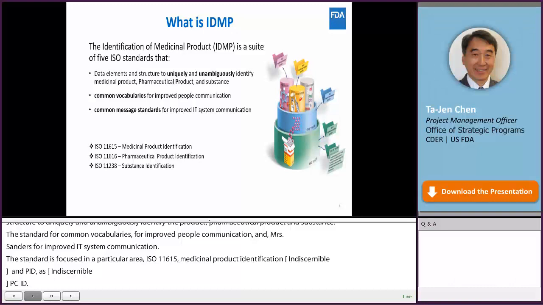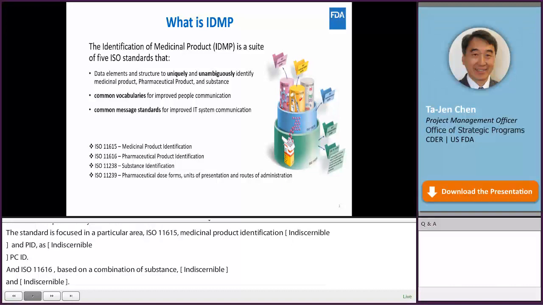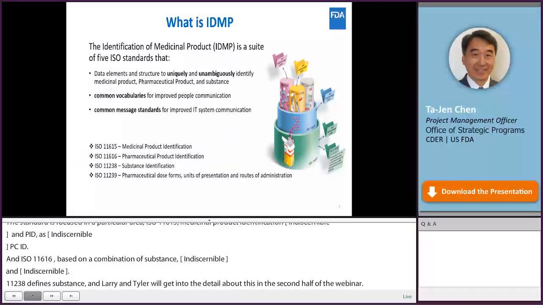11238 defines substance. Larry and Taylor will get into the detail about this standard in the second half of the webinar. 11239 defines terminology for pharmaceutical dose form, units of presentation, and routes of administration. And 11240 specifies units of measurement for medicinal product.